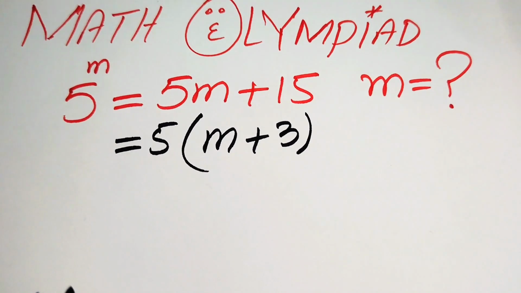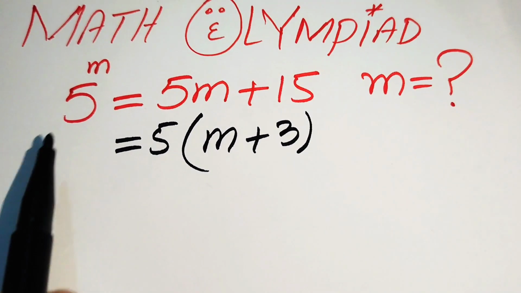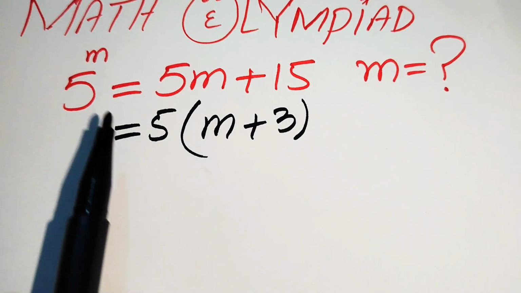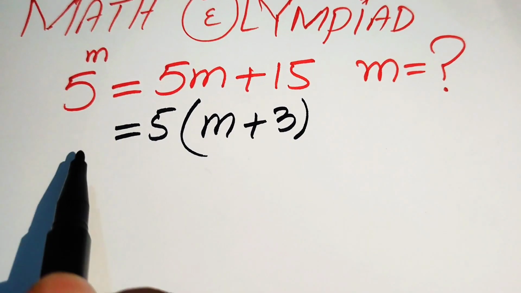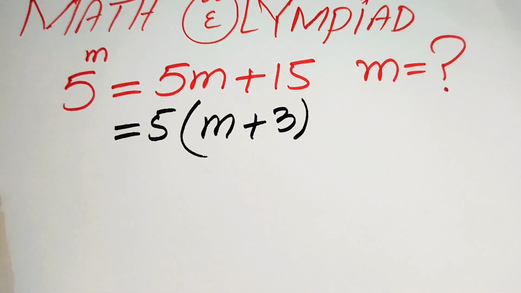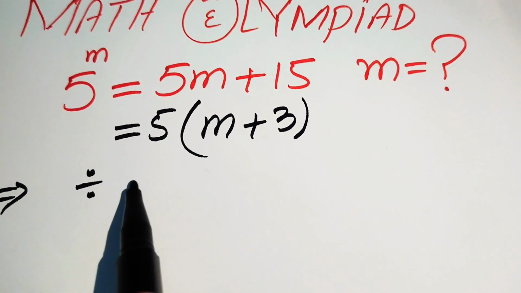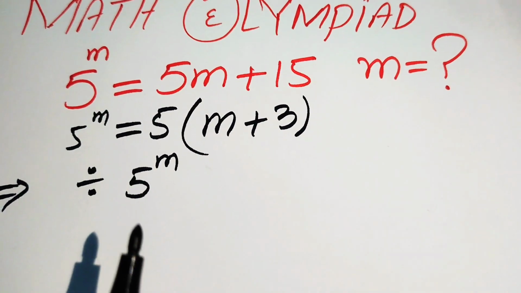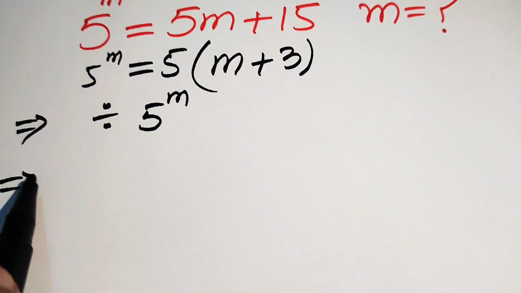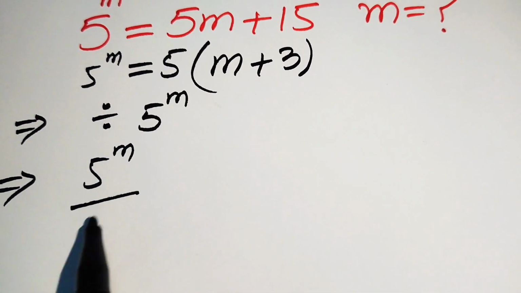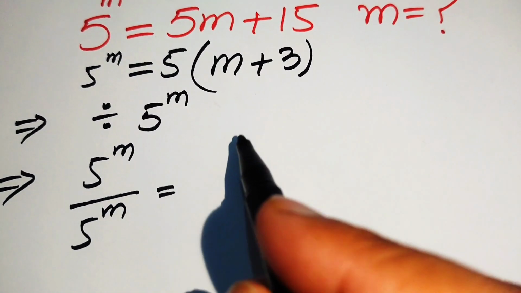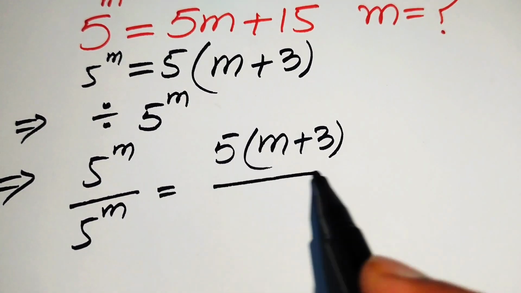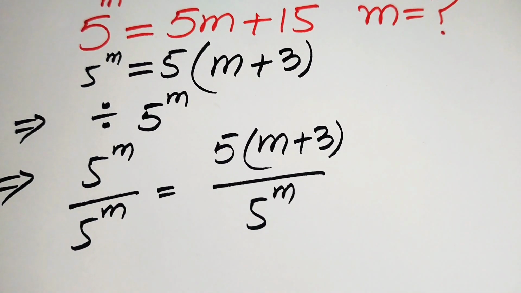In the next step, we just move this 5 to the power of m to the left hand side, so we divide both sides by 5 to the power of m, and it will be written in this form. So in the left hand side we have 5 to the power of m divided by 5 to the power of m, equals 5 times (m + 3) divided by 5 to the power of m.